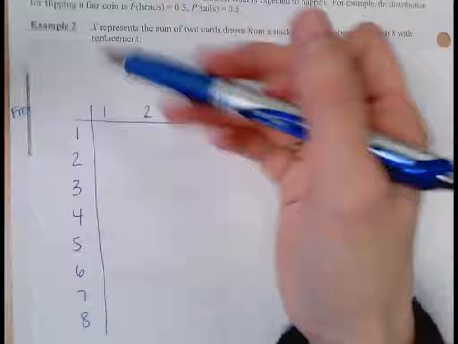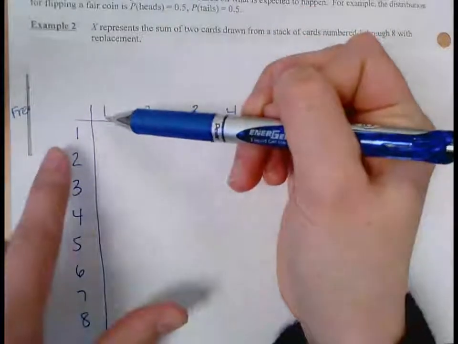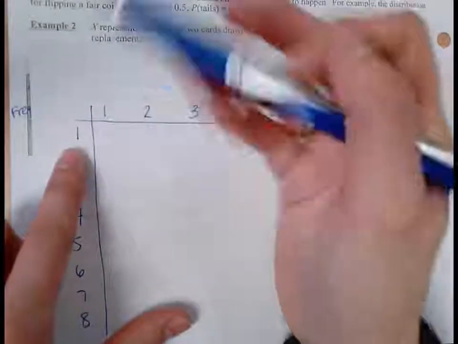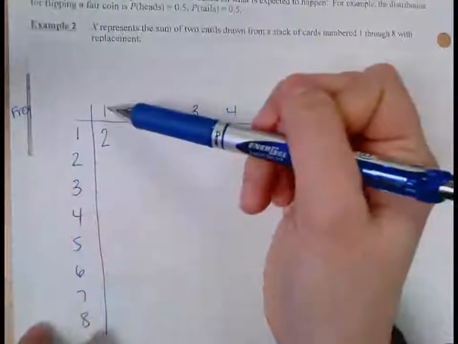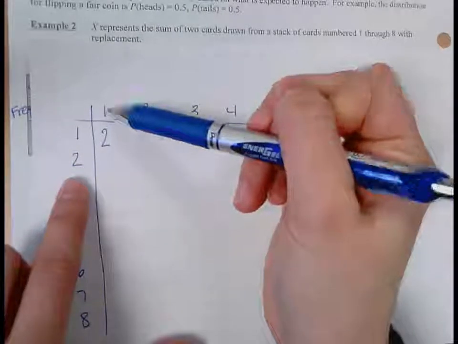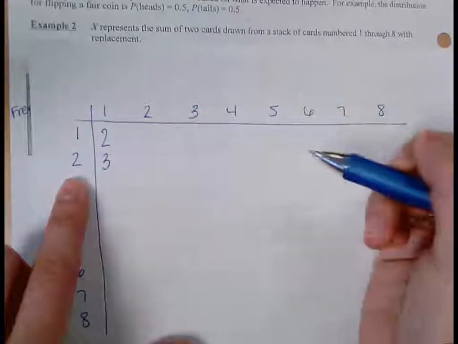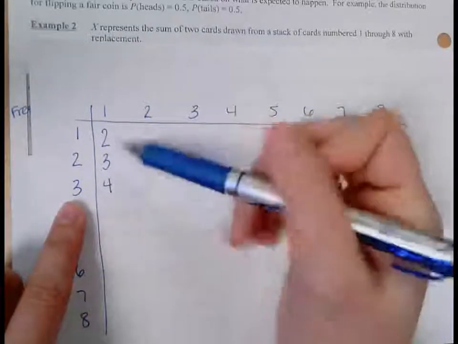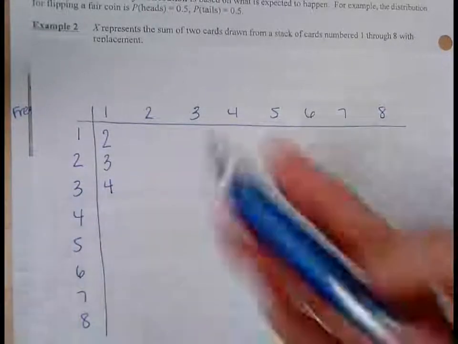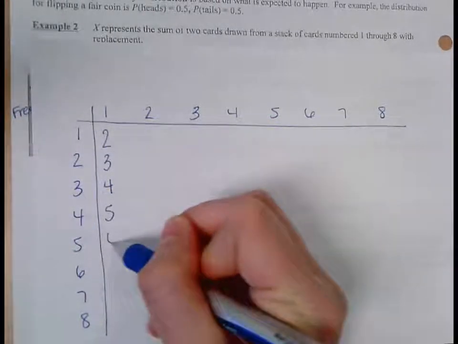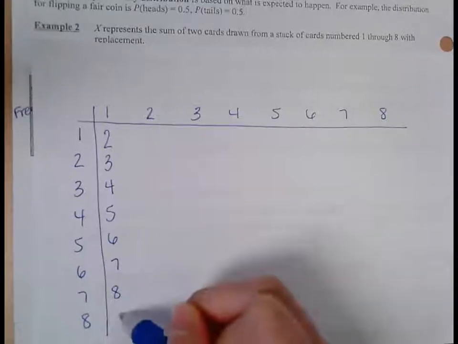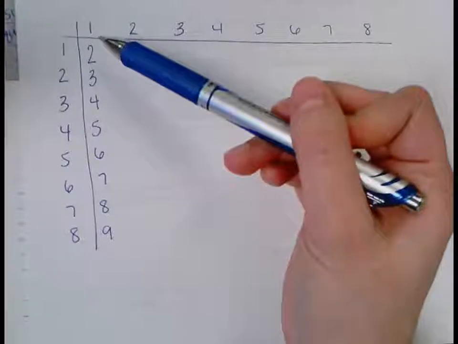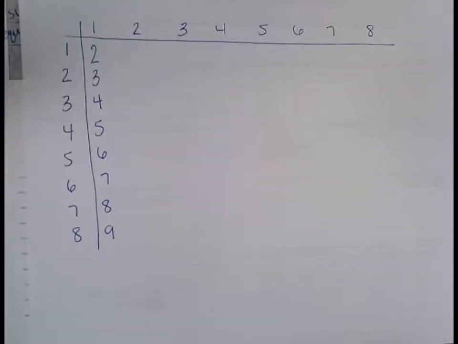So let's say the first card I draw is a 1. What I'm going to do is add these together here. So if I drew a 1 and then another 1, I would get a 2. If I drew a 1 and then my second card was a 2, I would have a sum of 3. If I drew a 1 and then a 3, I would have a 4. So notice in this column, they're just all going up by 1s. So here I would have a 5, 6, 7, 8, and a 9. So these are all the possible sums I could get if I drew a 1 first with any other number.